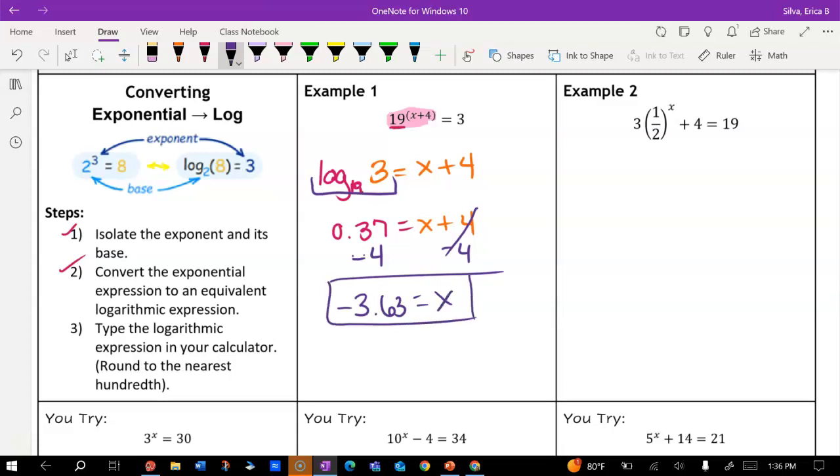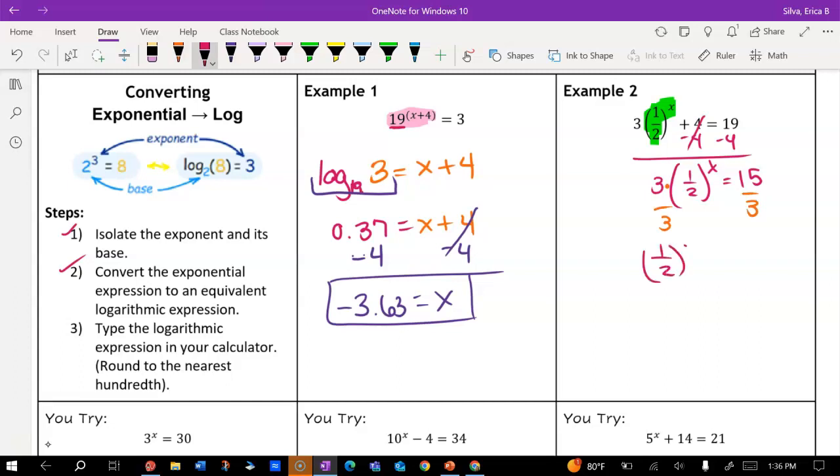Let's go ahead and do example number 2. We first want to identify the base and the exponent, so we need to isolate that. We're going to subtract 4. And then we're going to divide by 3. And now that we have our base and our exponent isolated, we're going to change it into its log form. And we're going to start with log, and then we're going to grab the base, which is 1/2, and then we're going to switch the argument and the exponent. So we've got log base 1/2 of 5 is equal to x.